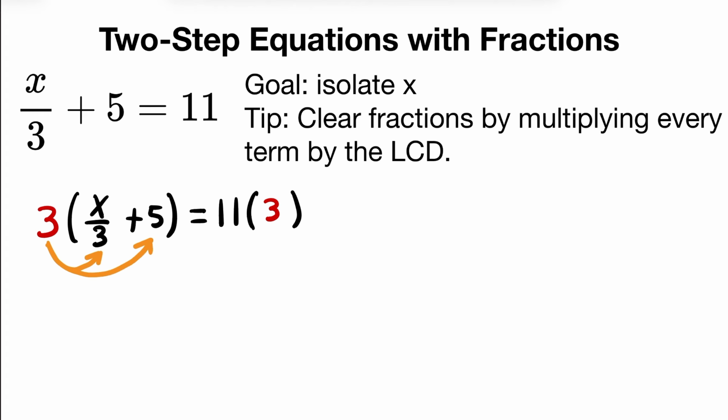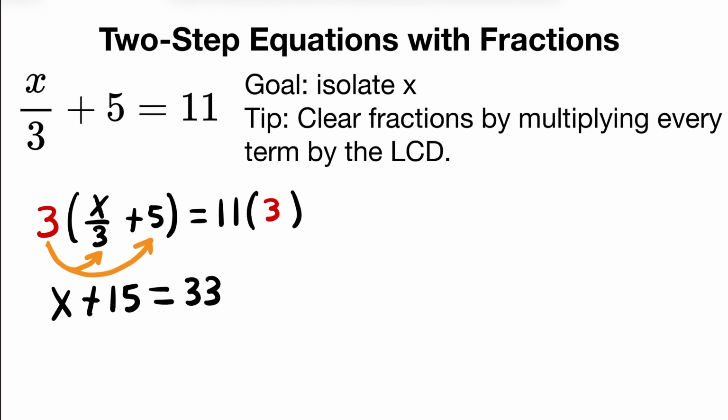Now you can see here we multiply 3 times x divided by 3, but notice the 3's cancel out. So we are left with x. We'll place x here. And then we're multiplying 3 times positive 5, which equals positive 15. So we have x plus 15 set equal to 11 times 3, which is 33.